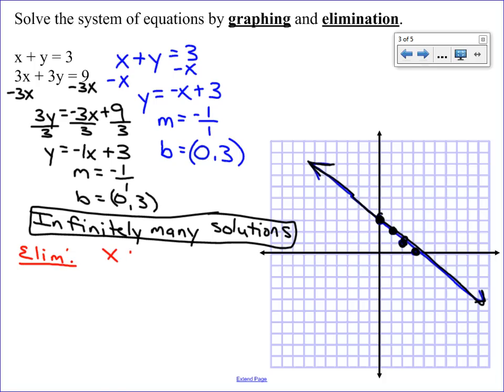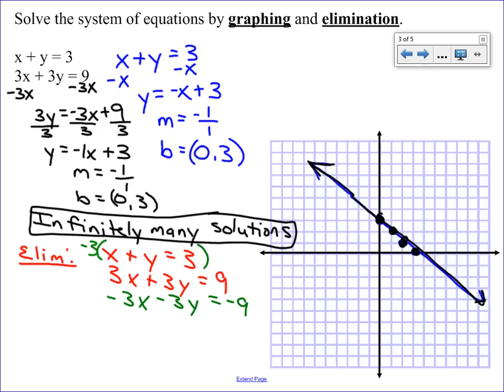So let's copy down our problem again. x plus y equals 3. And 3x plus 3y equals 9. Now, that top equation, if I could multiply that by a negative 3, the x's are going to drop out. So let's go ahead and do that. That's going to give me a negative 3x minus 3y equals negative 9. Now we're set up ready to go. We can go ahead and add that bottom equation that we didn't change at all to the top equation that we multiplied by that negative 3.